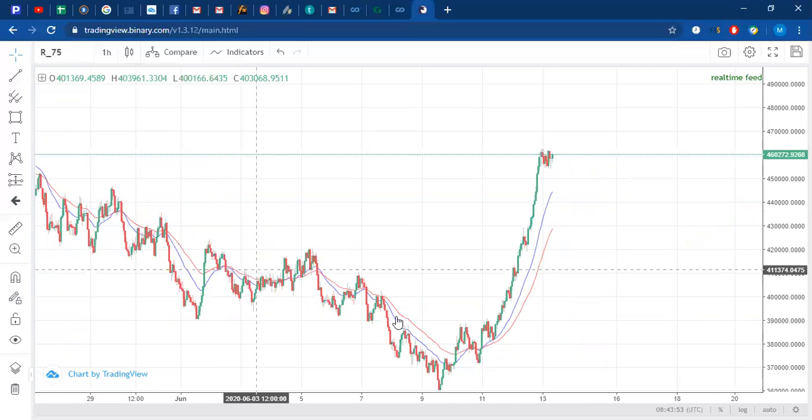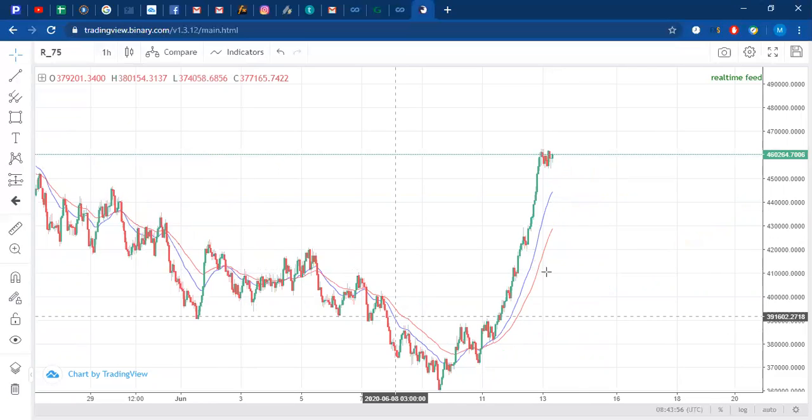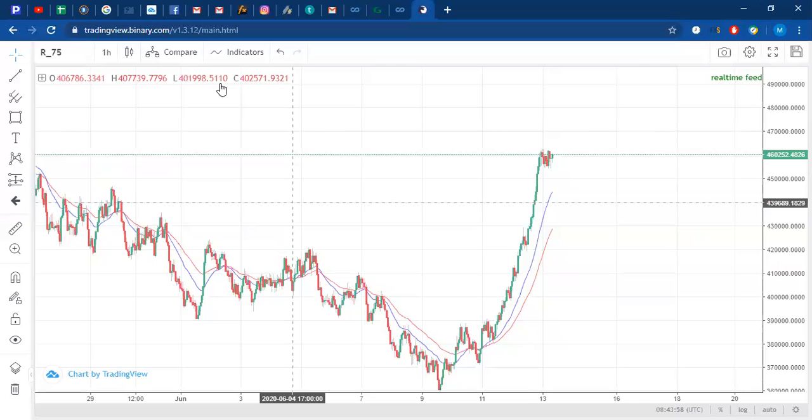These are moving averages you see here. I just put them there as a confluence. I don't trade based on them. I don't take signals based on them, or depend on them for signals, as you can see.